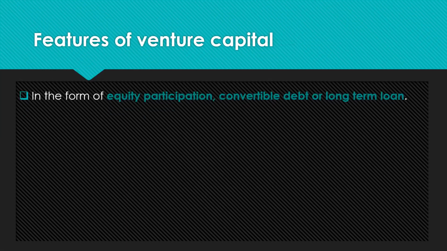It is provided in three forms: as equity participation, as convertible debt, or as long-term loan. Equity participation means the venture capitalist will purchase the shares of the company or the firm which is seeking funds. So they will become a partner of the company or they will become a shareholder of that company. And once the company starts earning profit, they will sell off these shares to either the promoters of the company or in the secondary market, and they will get a capital appreciation.